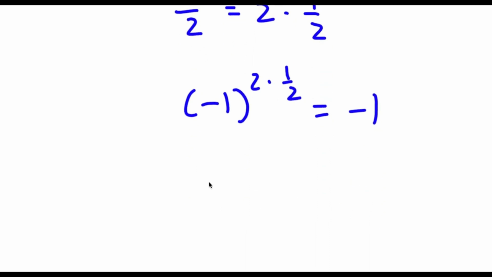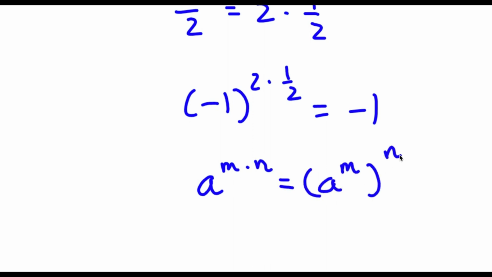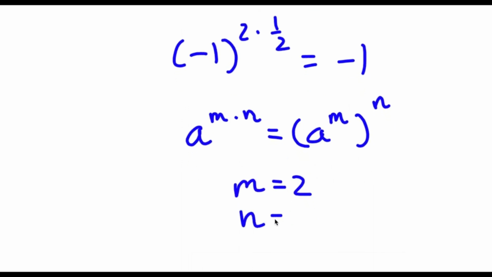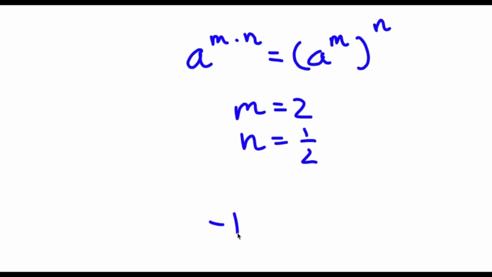Now, if I have something in the form a to the power of m times n, this is the same thing as a to the power of m to the power of n. So in this case, m is equal to 2 and n is equal to 1/2. So now I have negative 1 to the power of 2 to the power of 1/2. This is equal to negative 1.